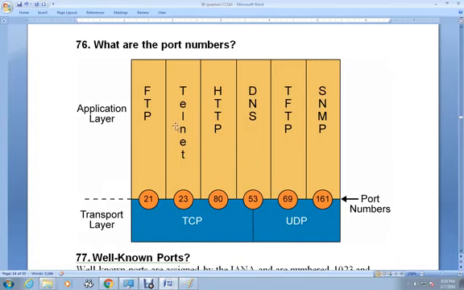Two questions, they will definitely ask. This is the application layer and this is the transport layer, TCP and UDP.